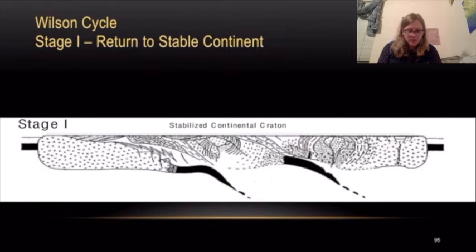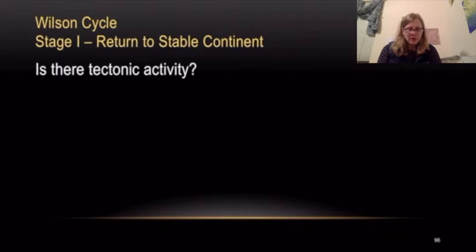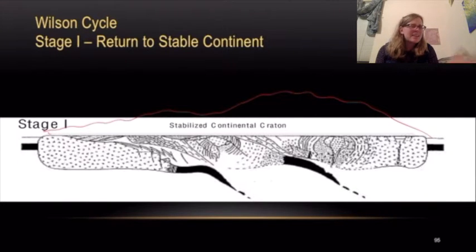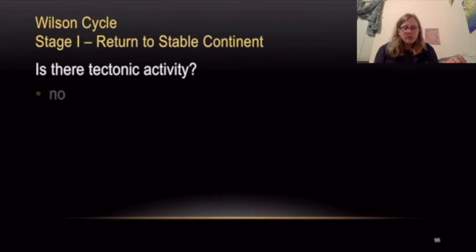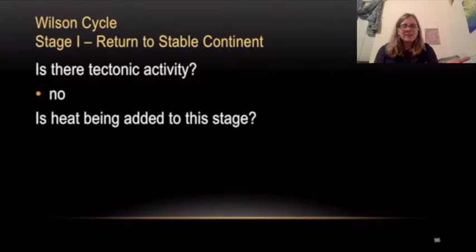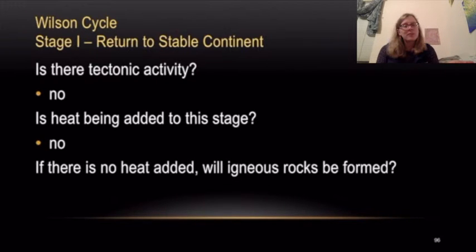The only thing that's happened is that in stage I, all of those mountains have been cut off, completely erased, right? Why? So in stage I, do you see any movement happening, any tectonics, anything extra? No, there's no tectonics happening in stage I. Is there heat being added here? Well, if there was heat added, then there'd be movement, right? So no heat added. If there's no heat added, do we have any igneous rocks being formed in stage I? No. No new igneous rocks being formed in stage I.